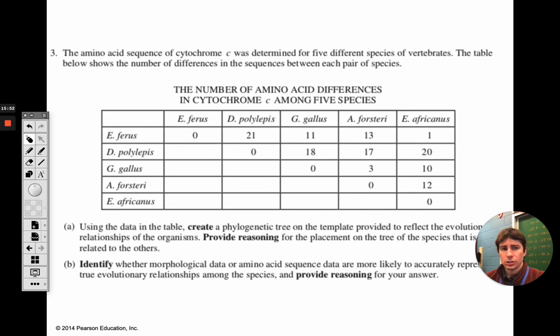Okay, so let's go over an example here. This example, give me 1 second, guys.